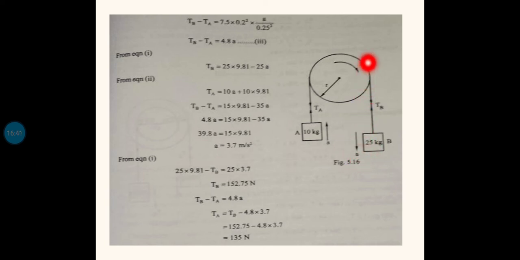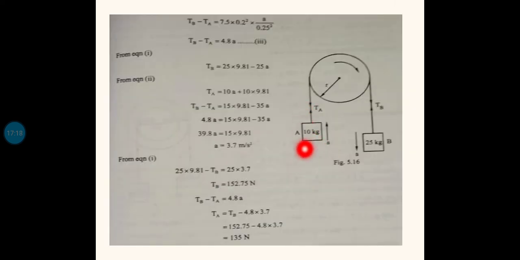So the same acceleration is acting tangential to this pulley. Since it is connected on the same rope, whatever acceleration it has at this point, here also the same acceleration will be there. Distance traveled by both bodies will be the same, that means acceleration will be the same. So body A also will have the same acceleration A, but here acceleration is downward, here acceleration is upward, that's all. Anyway, net force along the direction is 25 into g minus TB. So 25 into 9.81 minus TB equal to 25 into A, that is equation 1.